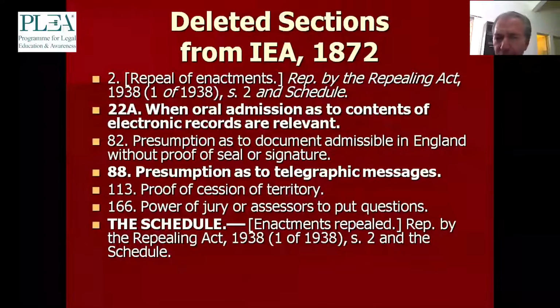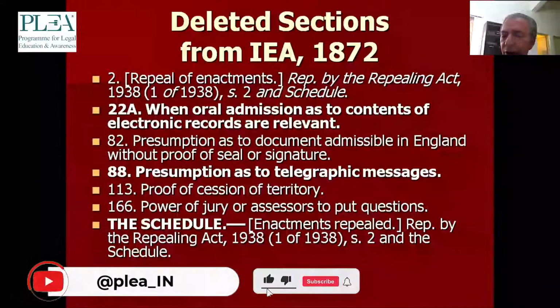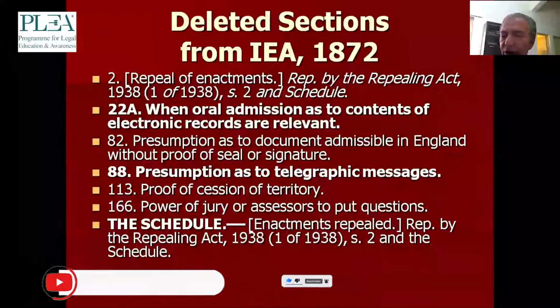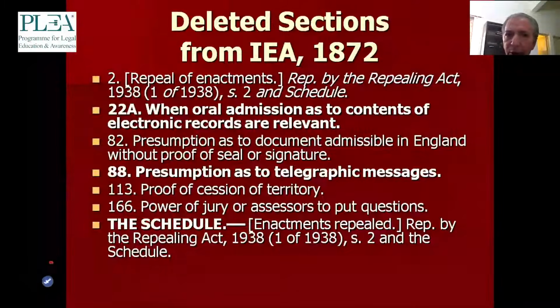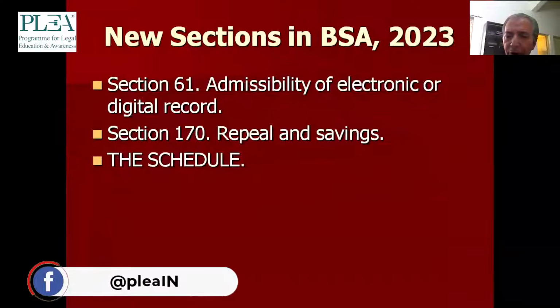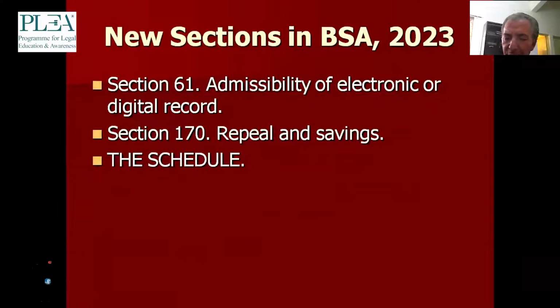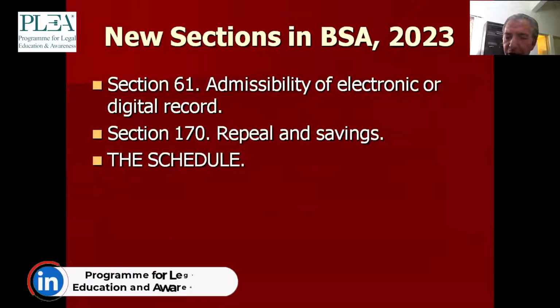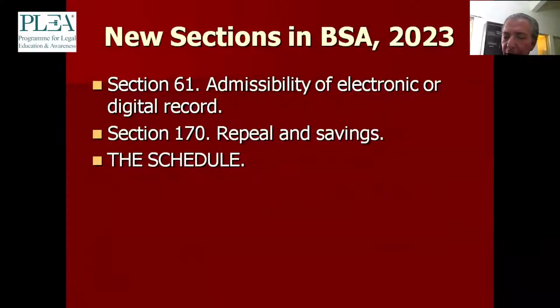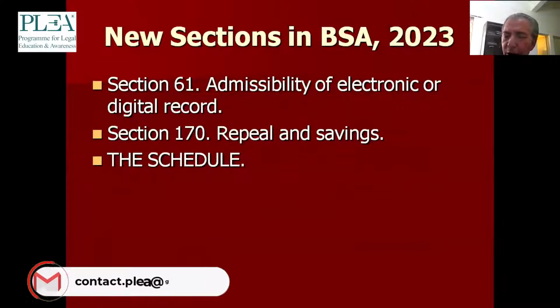Now a new schedule has been added, and that contains the certificate in part 2 that is required under section 63, which corresponds to the older section 65B of the Indian Evidence Act 1872. Now the new sections. If we see the new sections in BSA, section 61 is about admissibility of electronic or digital record, and section 170 is of course repeal and saving, that repeals the previous IEA 1872, and the new schedule that has been added.